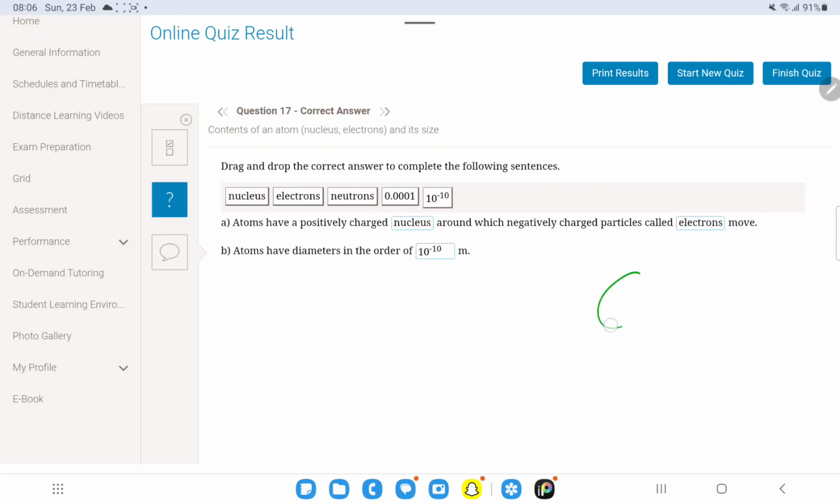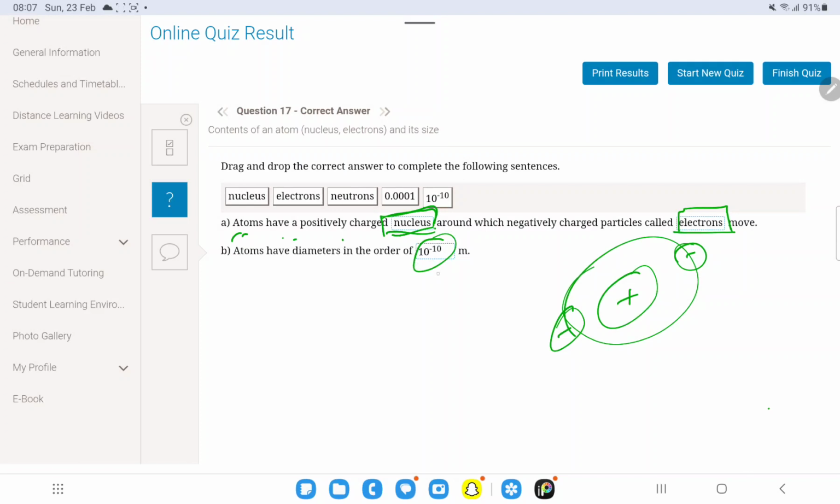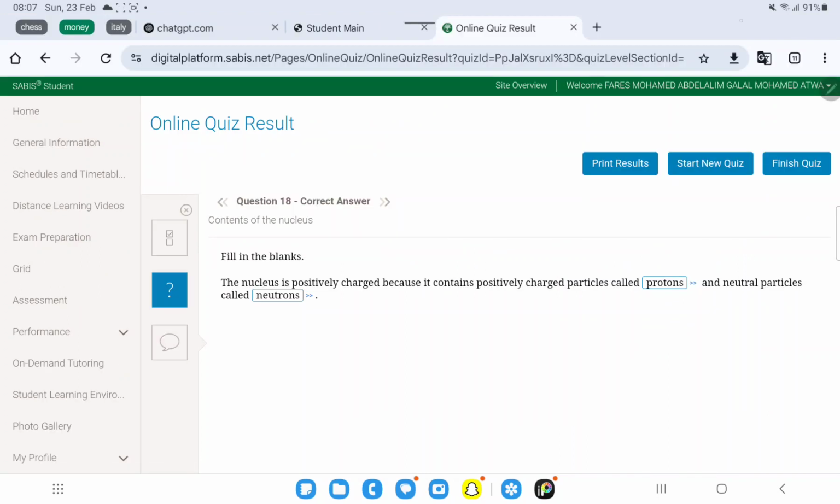Whenever they tell you the nucleus is positively charged and around it are the electrons. So atoms have a positively charged nucleus around which negatively charged particles called electrons. And B, atoms have diameters in the order of 10 to the power of minus 10. I told you memorize this, in the order of 10 to the power of minus 10.